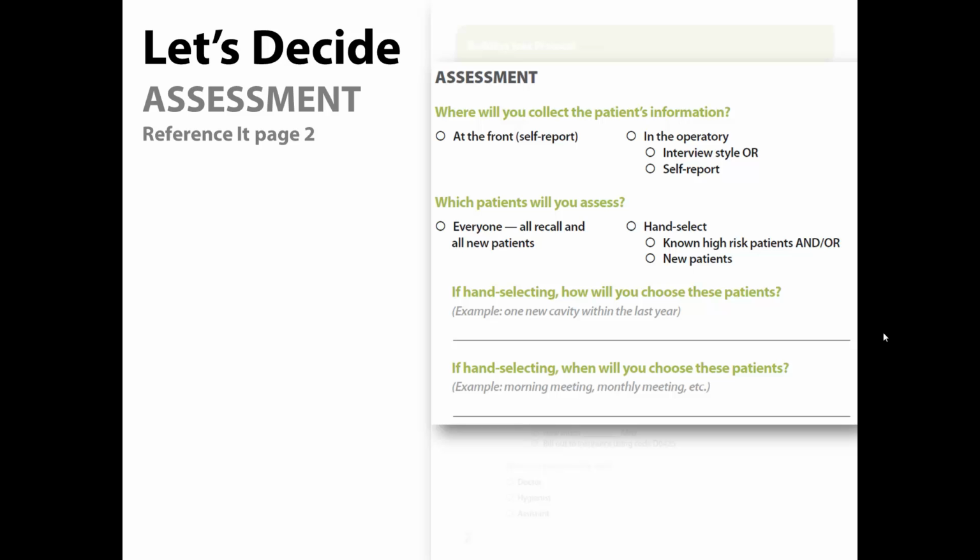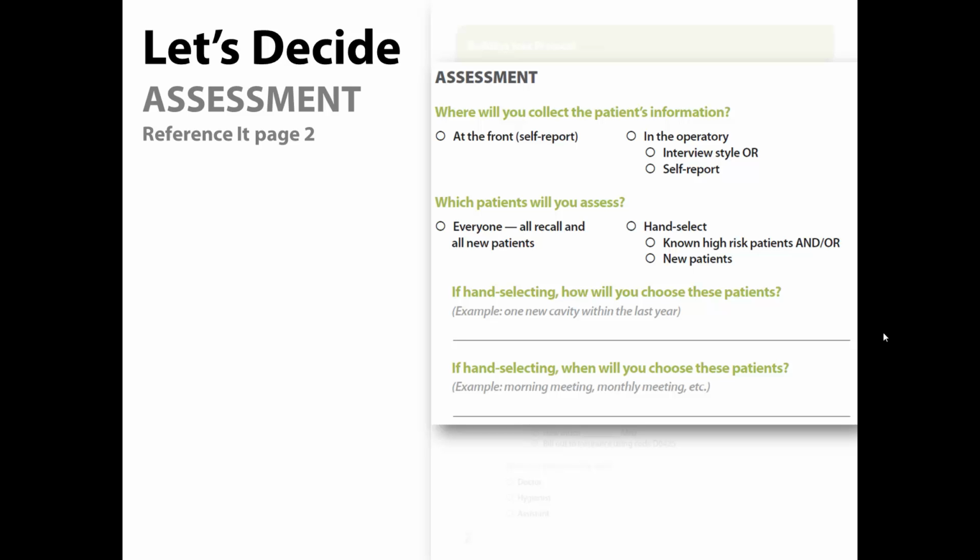As far as logistics go, we need to decide where you want to gather the risk factor information and who you want to screen. So first, where do you want to gather that risk factor information from the patient? You have a few options here. You can either hand this form to the patient and have them fill out the top section in the reception area, or you can go through it with them in the operatory.